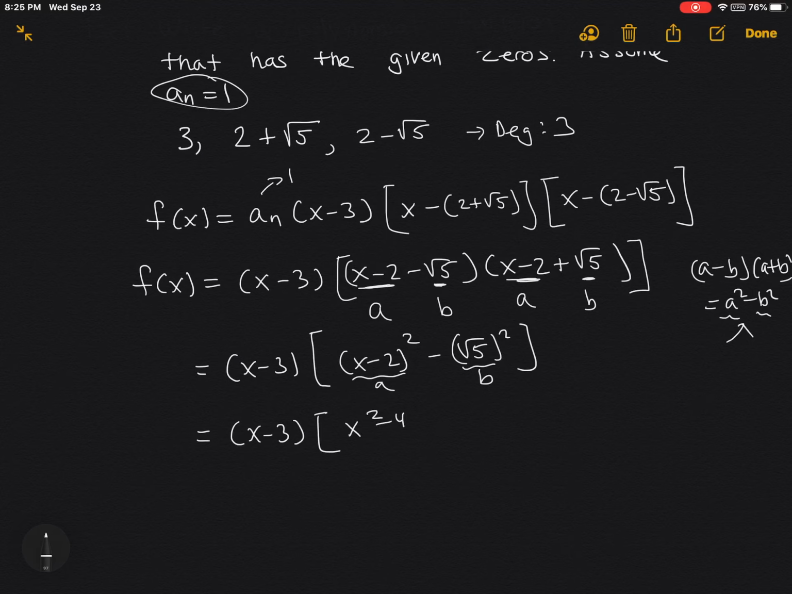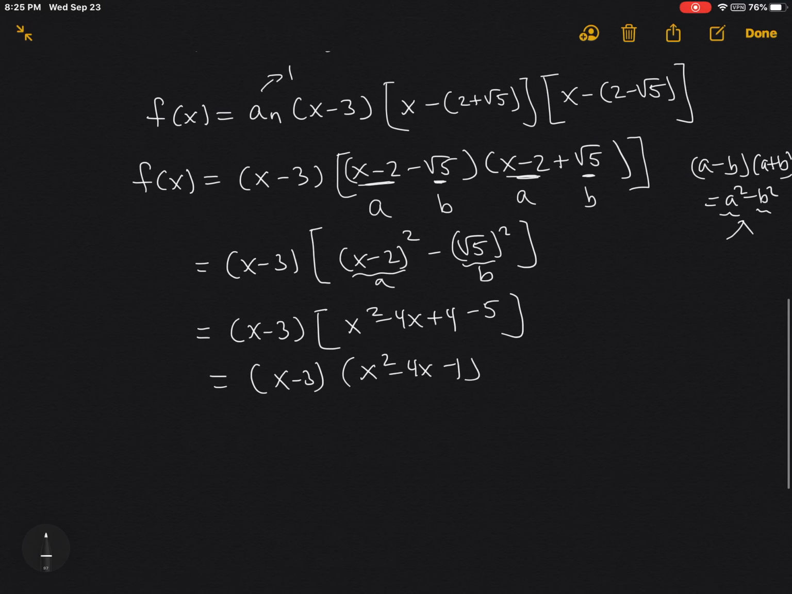Let's FOIL this. Over here, you're going to get x squared minus 4x plus 4, and minus root 5 squared is just minus 5. I'm going to write an extra line: x squared minus 4x minus 1. And now this is less intimidating. What you have is a binomial times a trinomial. And then make sure to FOIL.